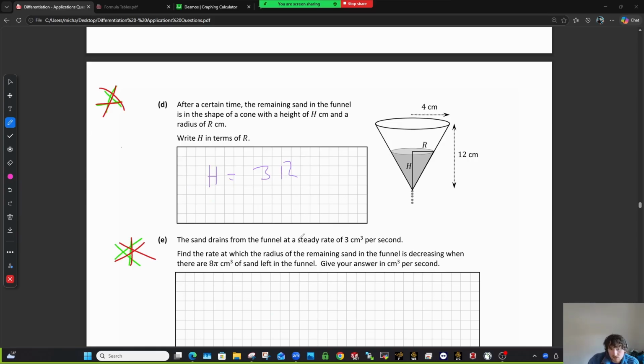So the sand drains. Oh, this is a rates of change question. You can tell straight away by them giving us something. So we'll hammer this out. I thought we had done all the rates of change questions. The sand drains from the funnel at a rate of this. Now look at that. That's a volume per second.